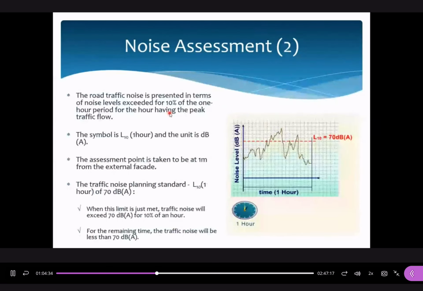Okay, let's go to the basic indicator. What is L10? L10 means that for at least 10% of the total time duration, the level exceeded a certain level. For example, 70 dBA, what does it mean? It means that for at least 10% of the total duration, the level is above 70 dBA. This is what we call the L10.